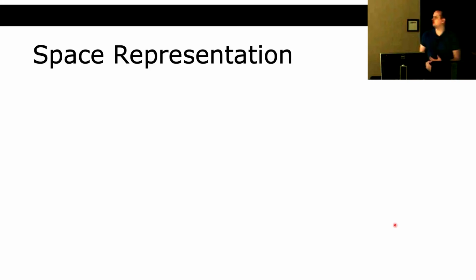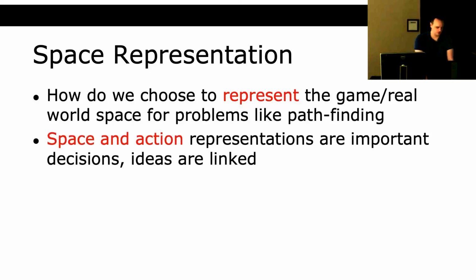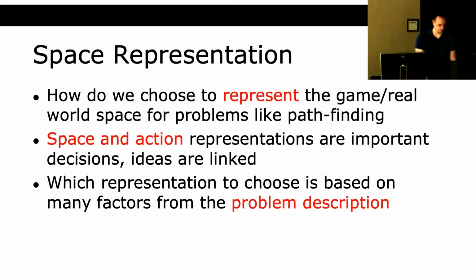So space representation, we talked a little bit about this in the lecture when we talked about that Newfoundland problem, how we break up that problem into space and action representation. But I'm going to go into a little bit more detail. How we choose to represent the game or real-world space for problems like pathfinding is an important consideration. Space and action representations are important decisions, as we talked about before, and they're linked, right? Because the type of action that we can do is often directly related to the type of space that we've chosen to represent our problem.